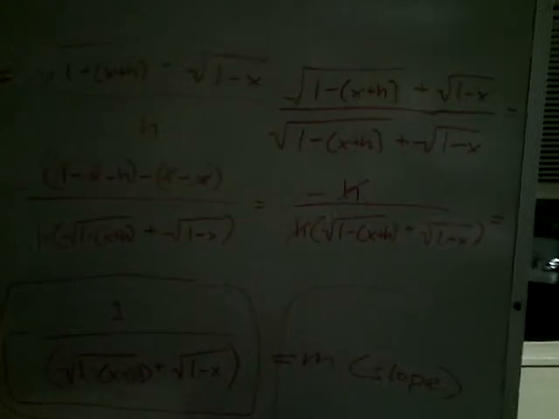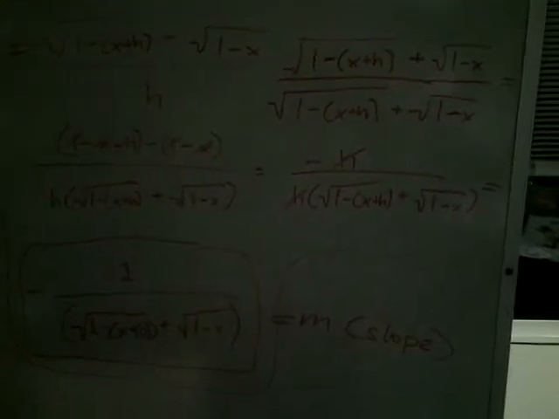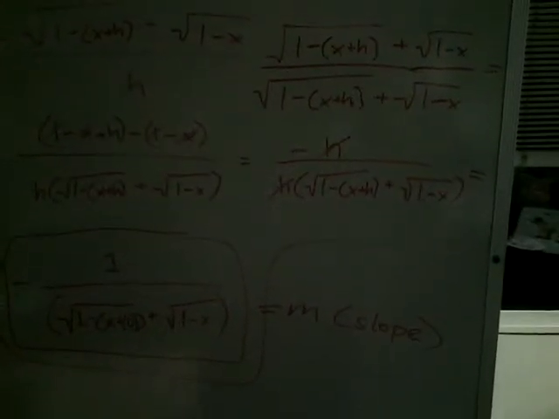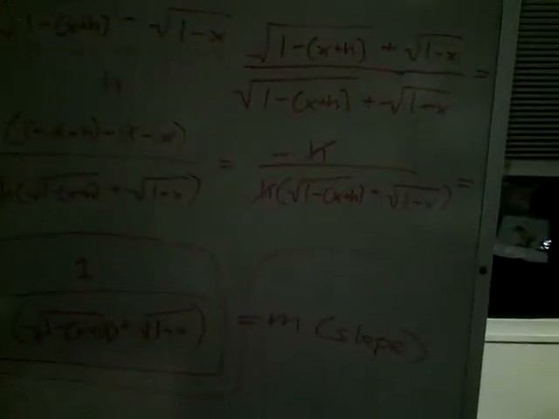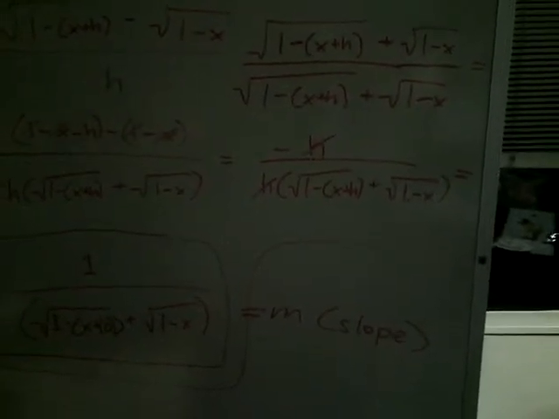And what you notice is that the 1's and the x's in the numerator cancel out, and you're left with a negative h in the numerator over the original denominator. But now you notice that there's a common factor in the numerator and the denominator, the h. So you simplify by canceling out the h's, and now you're left with negative 1 over the square root of 1 minus x plus h, plus the square root of 1 minus x.